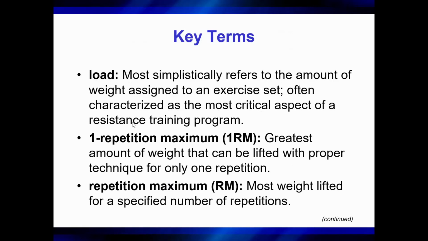Now let's make sure that we're all on the same page here. Load most simplistically refers to the amount of weight assigned to an exercise. It's often characterized as the most critical aspect of a resistance training program. Without sufficient load, you're not going to elicit sufficient adaptation. A 1 RM, or 1 repetition max, is the greatest amount of weight that can be lifted with proper technique for only 1 repetition. So I can get 1 but not 2 reps with it. A repetition max is the most weight lifted for a specified number of repetitions. So if I'm saying it's a 4 RM, it's the most weight I can do for 4 but not 5 repetitions.